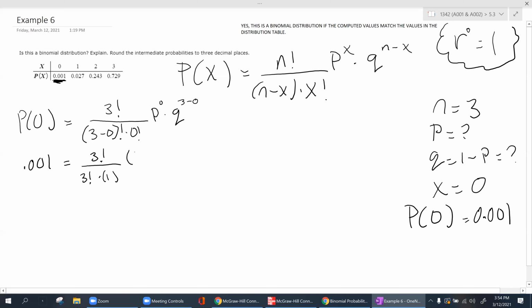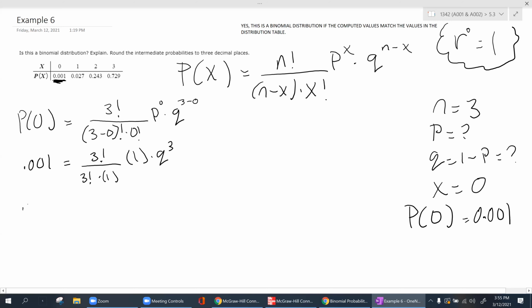Anything to the 0 power is just 1, times q to the 3rd power. And this is what we want. I want to have just one variable to solve for. So I'm going to have to clean this up and solve for q.